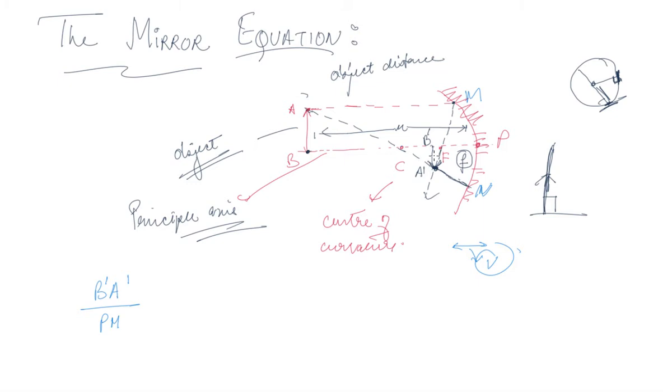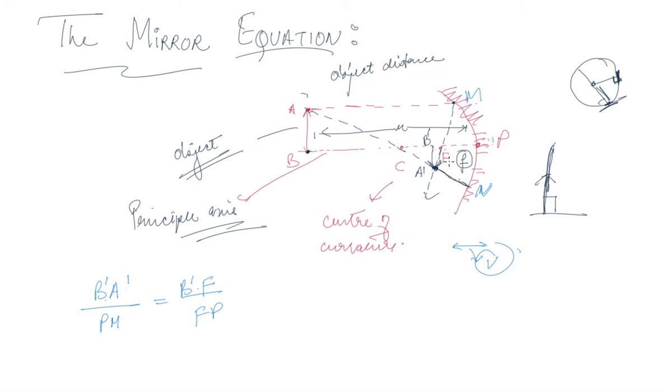So now, B dash A dash upon PM. What is PM? PM is equal to B dash F upon FP. B dash F upon FP.